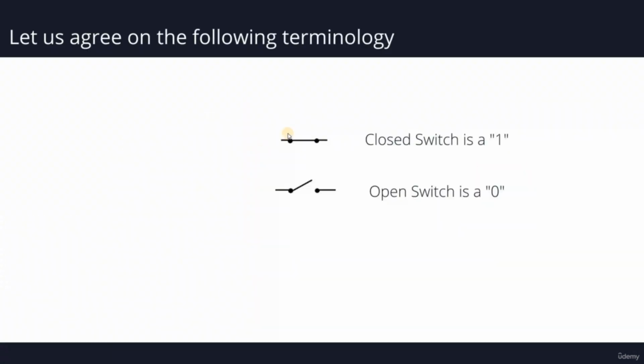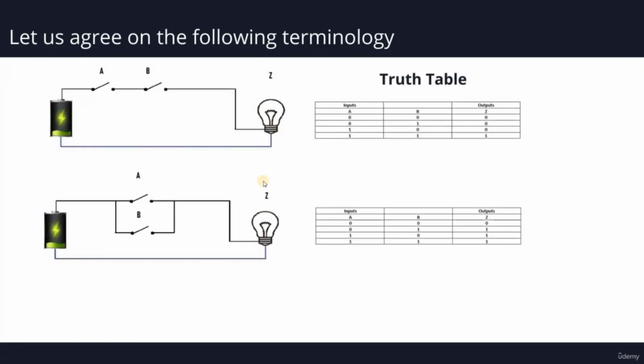Now let us agree on some terminology. When we close the switch, it means that it is 1. When we open the switch, it means it's 0. So this 1 and 0 are the bit we are talking about. Now, they found out that they can do a lot of stuff with this simple logic, and they decided to call such type of switching the AND gate.